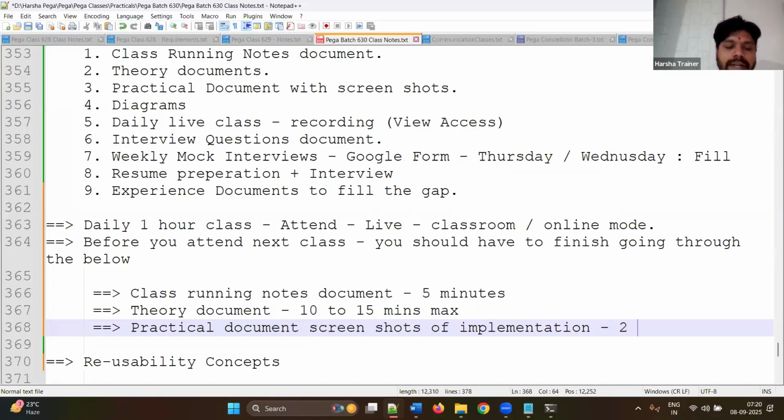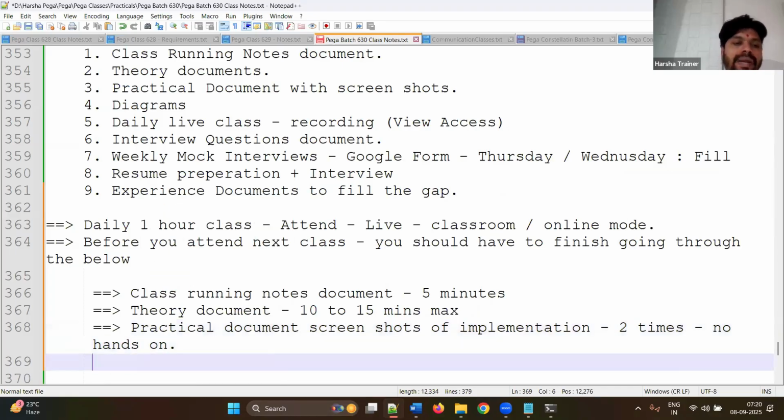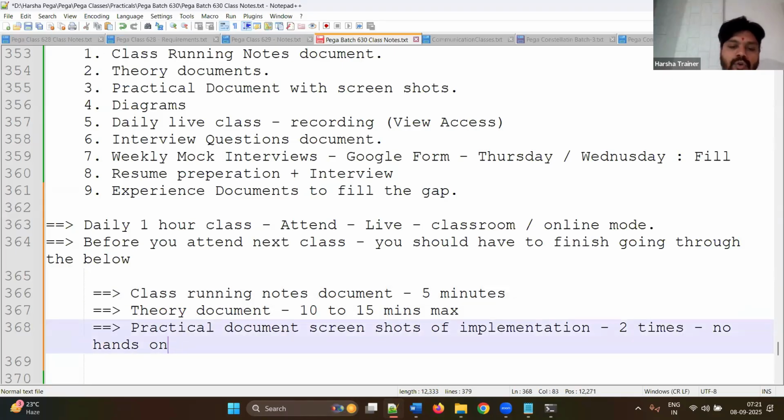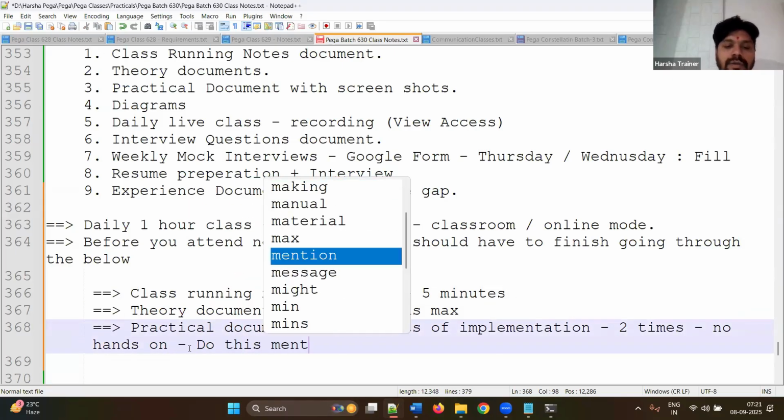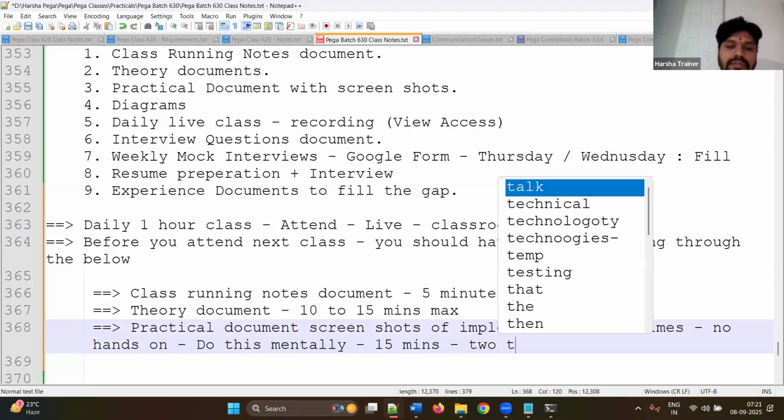This document, you go through it 2 times. You do not do any practice. No hands-on. No hands-on means you mentally do the hands-on practice. It's not that you are physically going to do it on your laptop. Just do it mentally. Open the practical document in front of you on your laptop and just read the requirement. You know the concept, you have already gained the conceptual knowledge, and do this mentally. It will take not more than 15 minutes to do it 2 times.